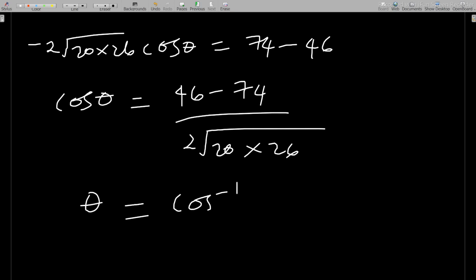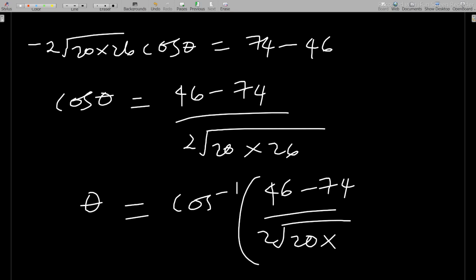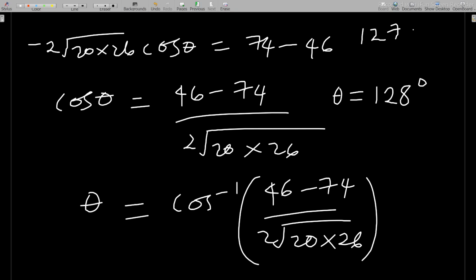So cos inverse of 46 minus 74 over that. I've not calculated it, but I know the angle. I'll punch everything straight into the calculator, so that is why I'm keeping it like this. And this will give me theta equal to 128 degrees. This is actually 127 point something, but I approximated it to the nearest whole number. So that is the angle OAB from the question given. You see, this is very simple, but if you don't take care, you get it wrong.